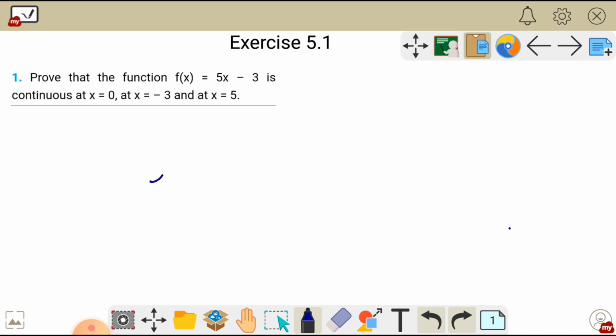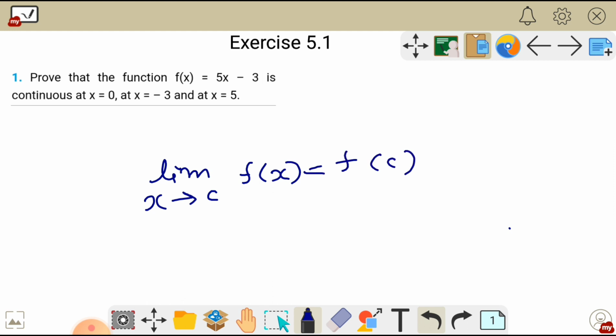According to the definition of continuity, a function is continuous at a given point c if the limit as x tends to c of f of x equals f of c. If this happens, then we can say that the function is continuous at this point, right? So we will do the same for the given points 0, minus 3 and 5. One by one, let us check these 3 points.